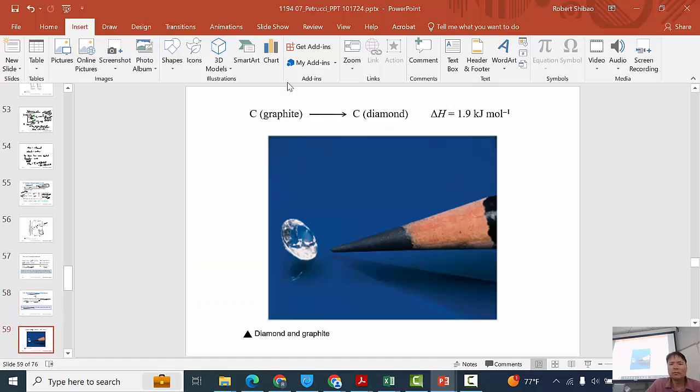So this would be a formation reaction for diamond. We're going to form 1 mole of diamond from the element in its standard state. The standard state of carbon is graphite. Diamond is not the standard state, and so graphite is. And so we can call this delta H of formation, and if we do this under standard conditions of 1 bar pressure, then that would be it.